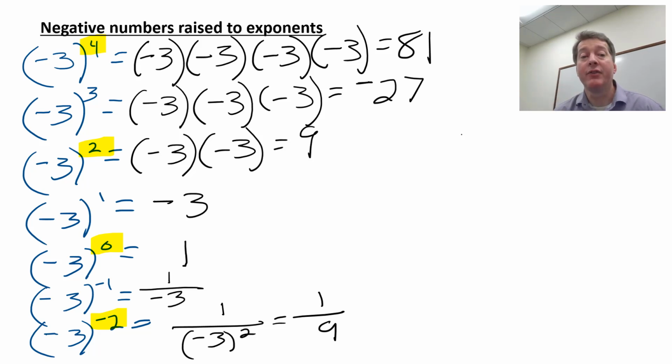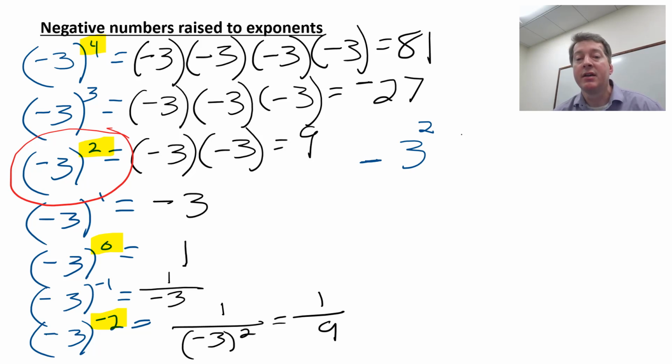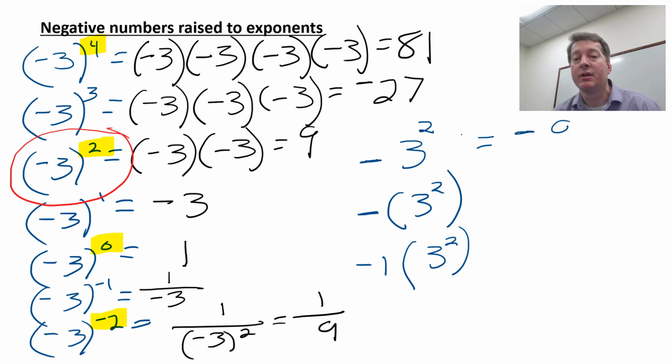One last point on negative numbers raised to an exponent. You see here I have negative 3 squared. We said that's positive 9. But suppose I simply write negative 3 squared where I do not have the negative 3 in parentheses. It's only the 3 that is squared, which is the same thing as negative 1 times 3 squared. So negative 3 squared is negative 9. That might come up once in a while on a test.